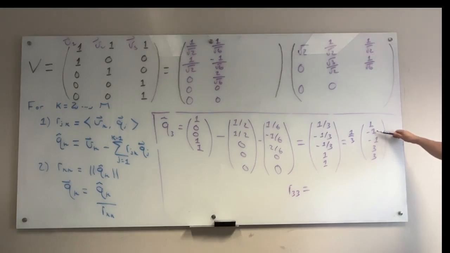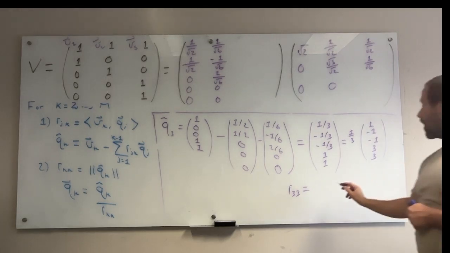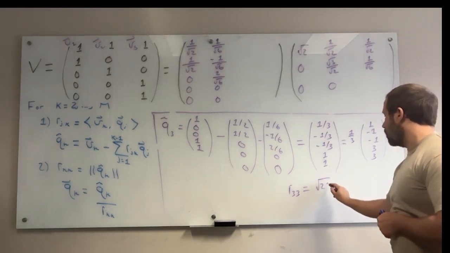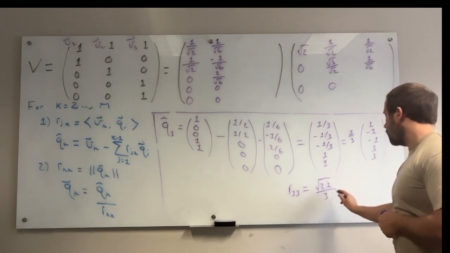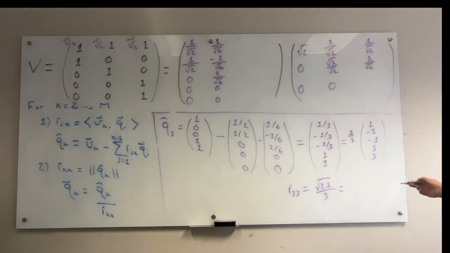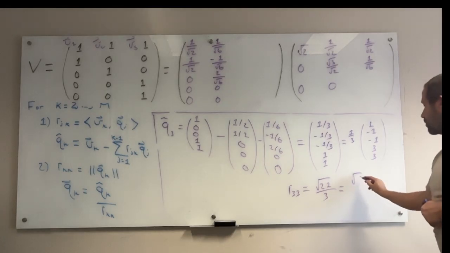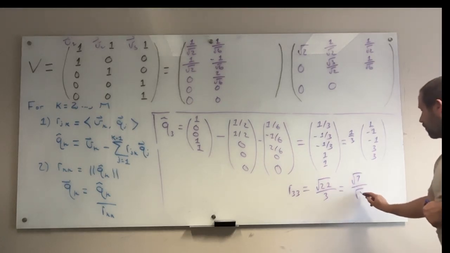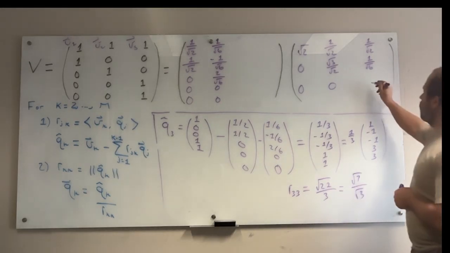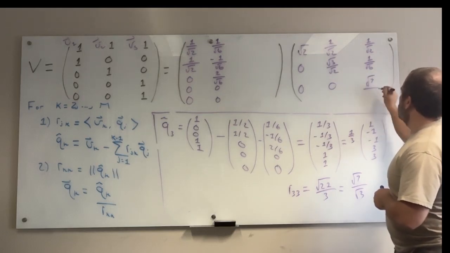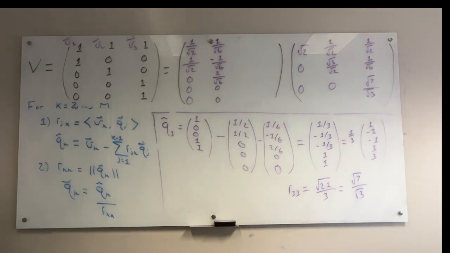19, 20, 21. So the square root of 21, we're going to have the square root of 21 divided by 3. So 21 is 7 times 3, so this is equal to the square root of 7 over the square root of 3. So R33 is the square root of 7 over the square root of 3. And then what we're going to get for the Q3 is going to be this vector divided by that. In other words, multiply by the reciprocal.